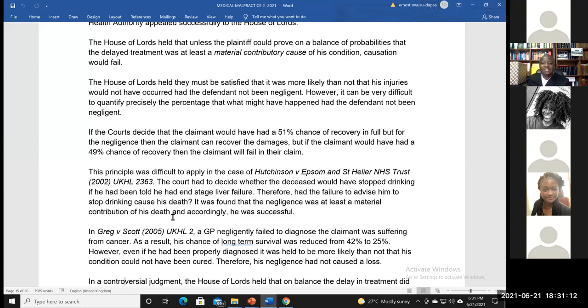It was found that the negligence was at least a material contribution to his death. And for that matter, his death could be blamed on the failure of the health professional or the hospital to have warned him that he had end-stage liver failure, as it were.